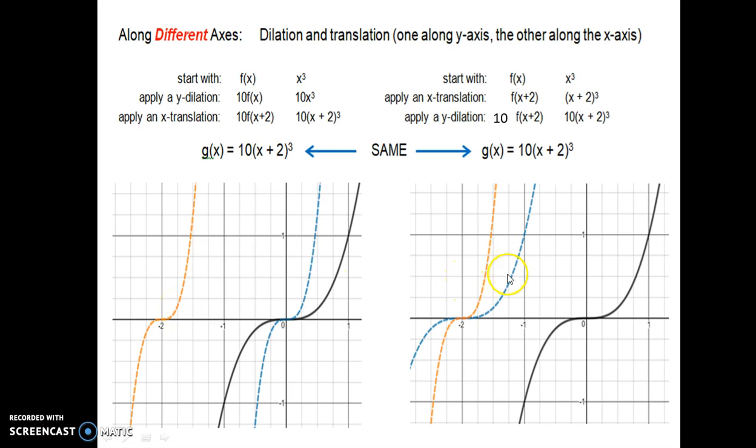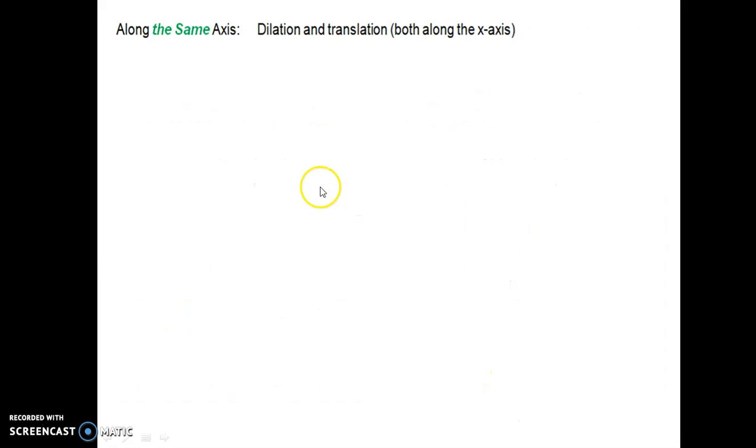Over here, we did the reverse order. Original, we moved it first to blue, then stretched this way. So move this way, stretch this way. The end result is this orange one, same result, because when you do one transformation this way and the other this way, it doesn't matter what order you do them in. Think about that. Next, we're going to do the same thing we just did, but along the same axis.